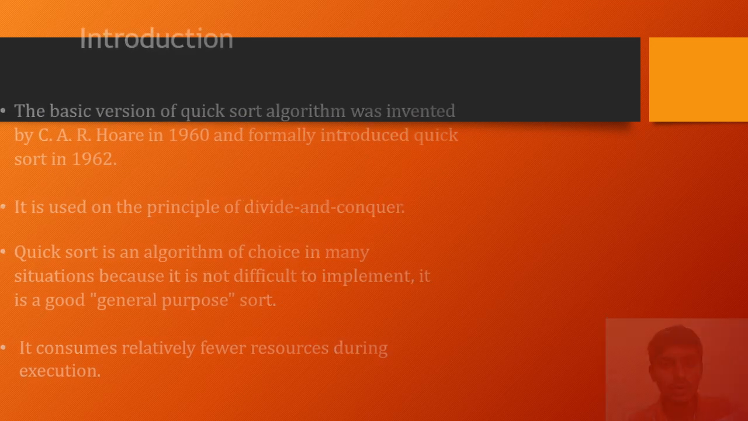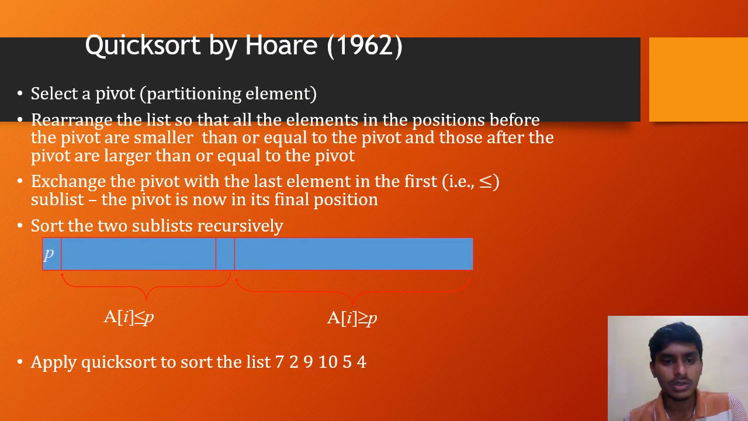Quicksort. Select a pivot (partition element). Rearrange the list so that all the elements in the positions before the pivot are smaller than or equal to the pivot, and those after the pivot are larger than or equal to the pivot. Exchange the pivot with the last element in the first sublist. The pivot is now in its final position. So that is A[i] less than or equal to P, or A[i] greater than or equal to P. Apply quicksort to sort the list 7 2 9 1 10 5 4.